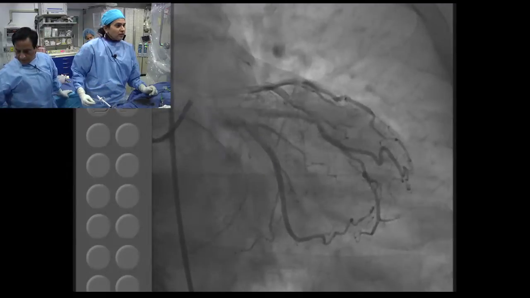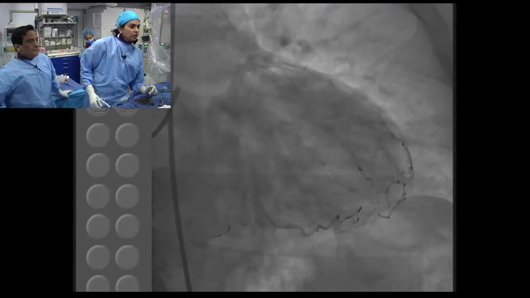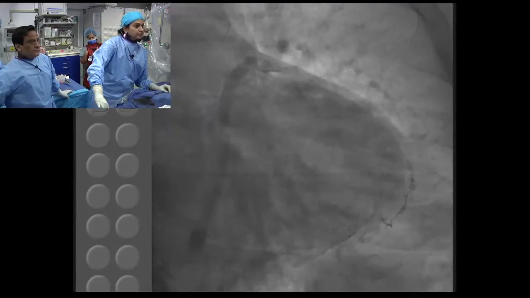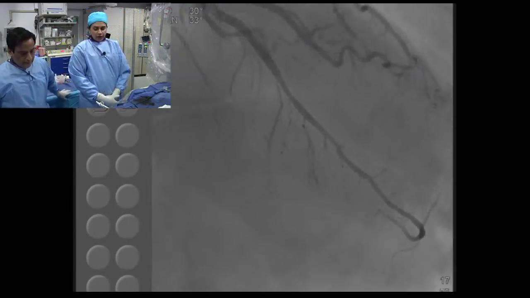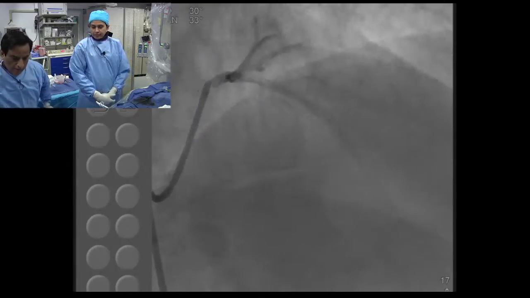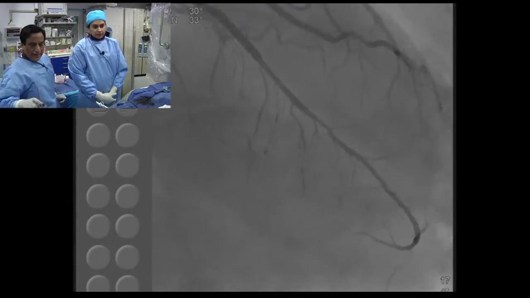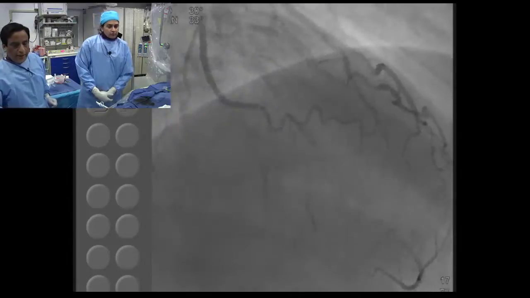Yeah, look at this. Exactly. A very nice reconstitution of the artery. Samin, dual antiplatelet regimen from here? Yes. Aspirin, Plavix, he has been on. So we'll continue the same. In a high-risk situation, we used to change, but no longer.